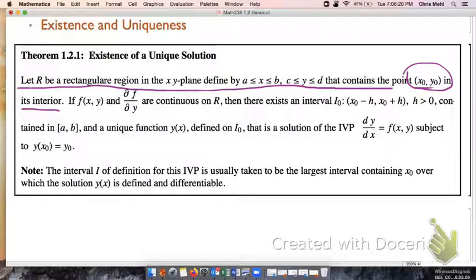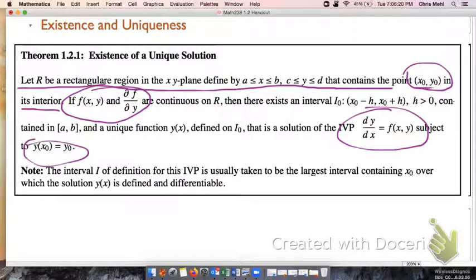Now I want to talk about this whole partial f, partial y thing right here. So compare that to the differential equation over here. The initial value problem would be a first order differential equation, and then having a condition right here. Notice that the initial condition is y of x0 is y0.